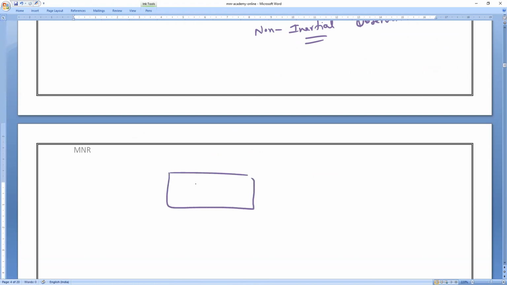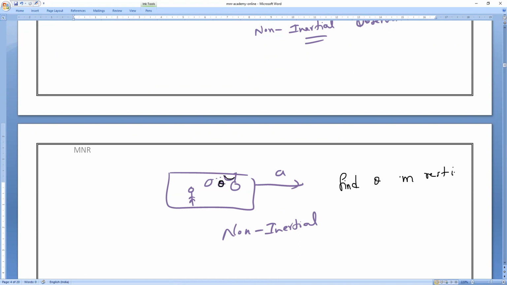Now let me consider again the same thing. Forget about the car. Now the observer is sitting in the car. The pendulum from this position has swung to here, so it is making a theta. It is moving with acceleration A, so is it an inertial or non-inertial frame? Non-inertial. Now they're asking, calculate this theta: find theta of mass M at rest in equilibrium.